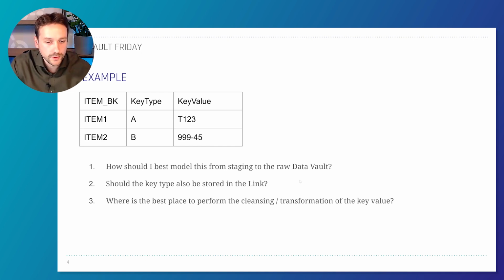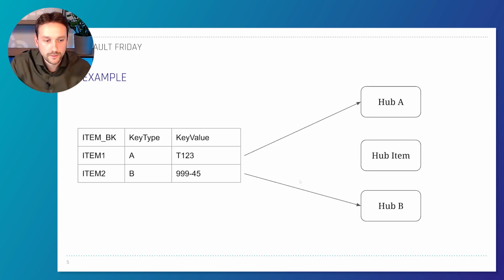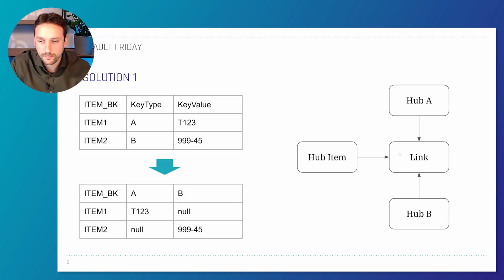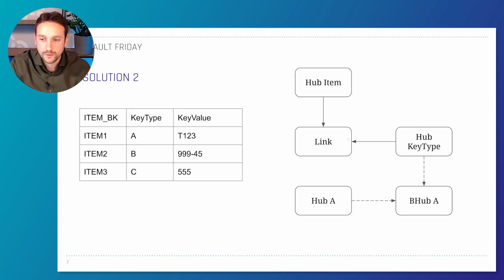Should the key type also be stored in the link? So in the first case, no, because you don't have a key type anymore, basically, because you've pivoted it, right? And in the second option, I would add the key type to the hub business key, basically, so to the composite business key. If you make sure that there's no overlapping business key in the key value, you could think about just adding a satellite attached to the hub that stores the key type, basically. That would be an option as well.